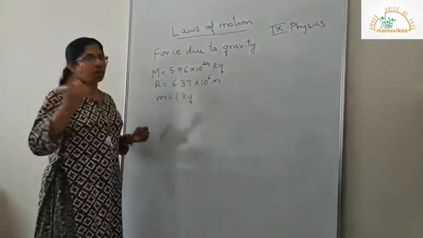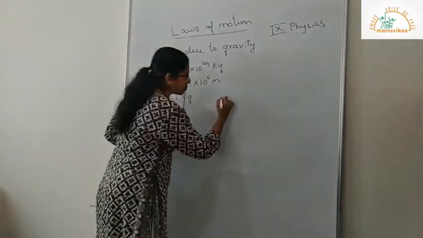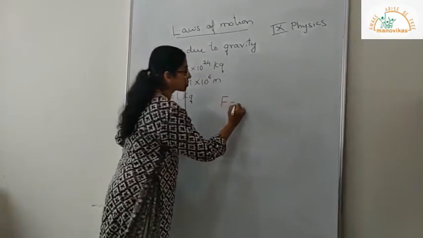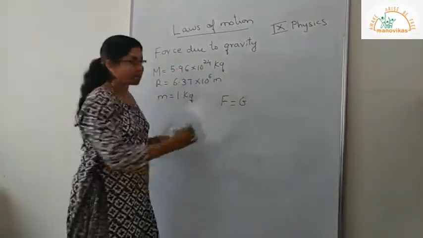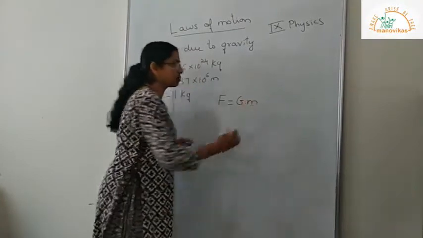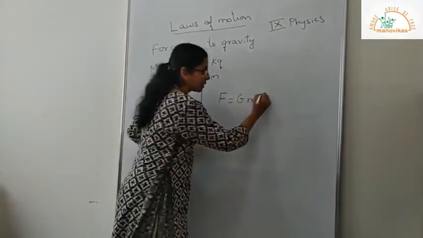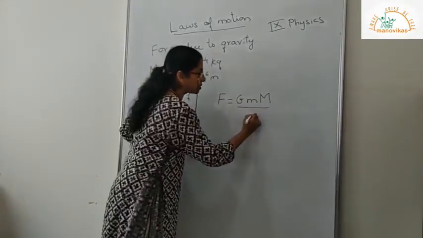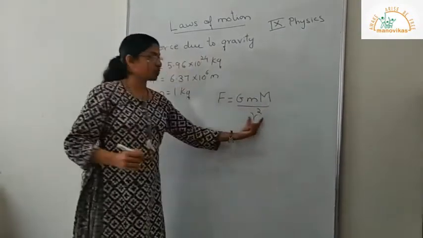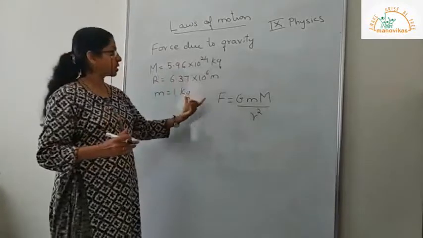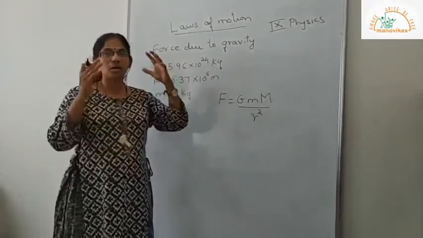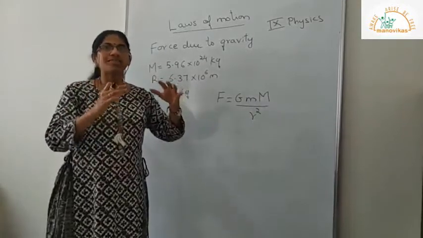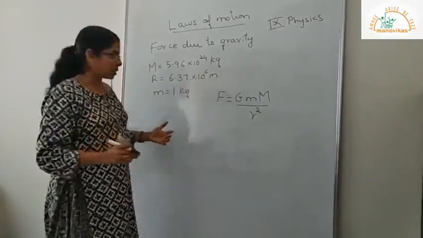Now, what is the formula to find the force due to gravity? F is equal to the gravitational constant G times small m, the mass of the smaller object, times capital M, the mass of the Earth, upon the square of the distance between them, the radius. That means here we have to consider the radius of the Earth, because the object of 1 kg mass is placed on the surface of the Earth.